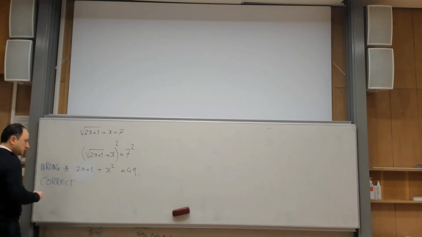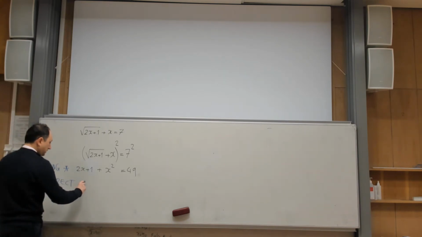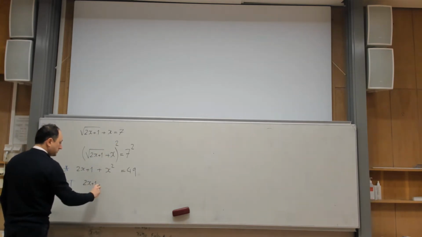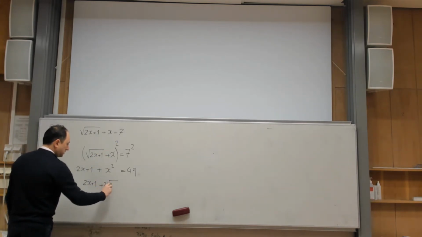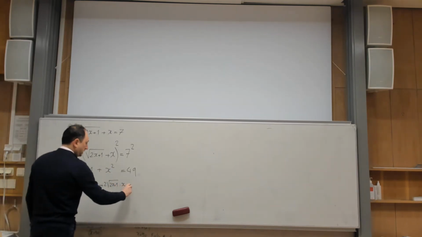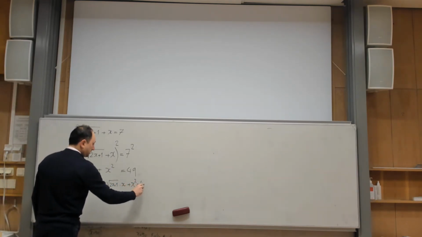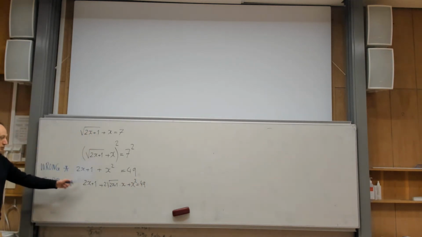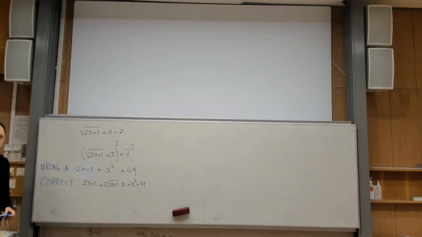The correct one is this. So 2x plus 1, 2 times the first one times the second one, plus the second one squared is equal to 49. So this is the correct one if you write. It is not wrong, but immediately you see it is useless.